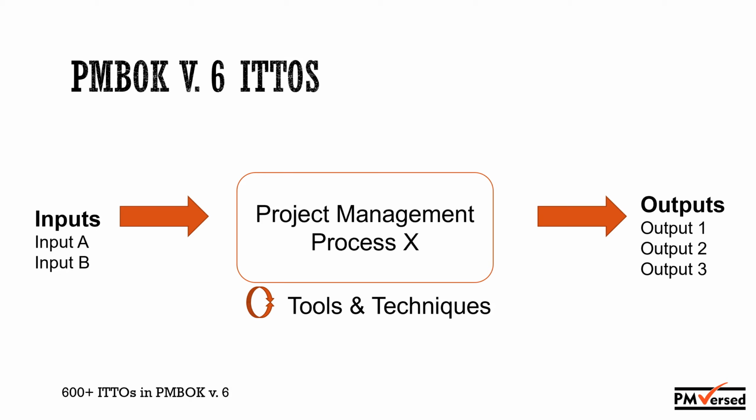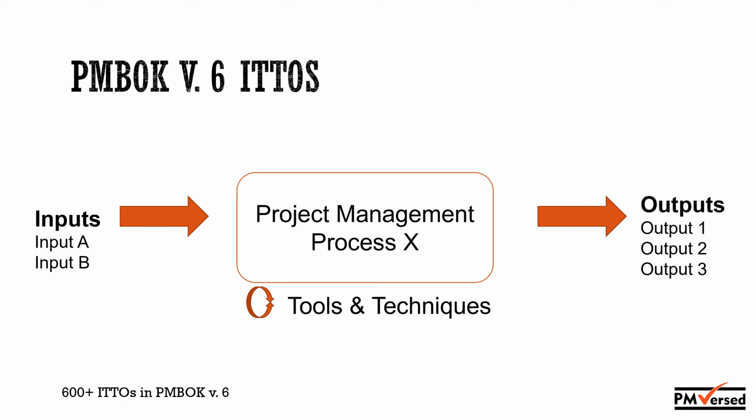Now, the way this works is that in the middle you have each of those project management processes, and each of them has one or more inputs and one or more outputs. They're always going to have them. And then there's going to be some tool and technique, or a list of them. Basically, how it reads is that you have an input coming from another process, you apply some tools and techniques, and that translates into some sort of output. There are 600 ITTOs in PMBOK version 6. That means there are 600 inputs, tools and techniques, and outputs in PMBOK version 6.